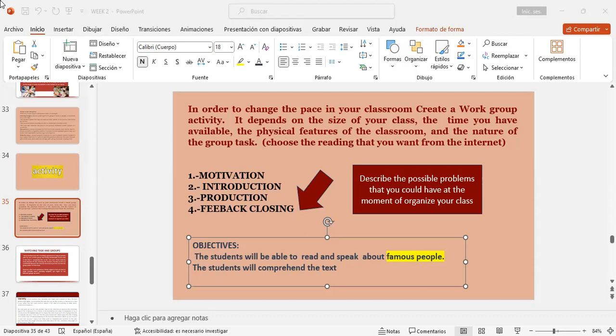Do you have any idea for introduction, for production? Okay, so from what I understood, the introduction is just to explain what they have to do. Yeah, so introduction is to explain, and production is the activity itself. And the feedback closing is just like a test or a pop quiz where you check if the students got the knowledge.